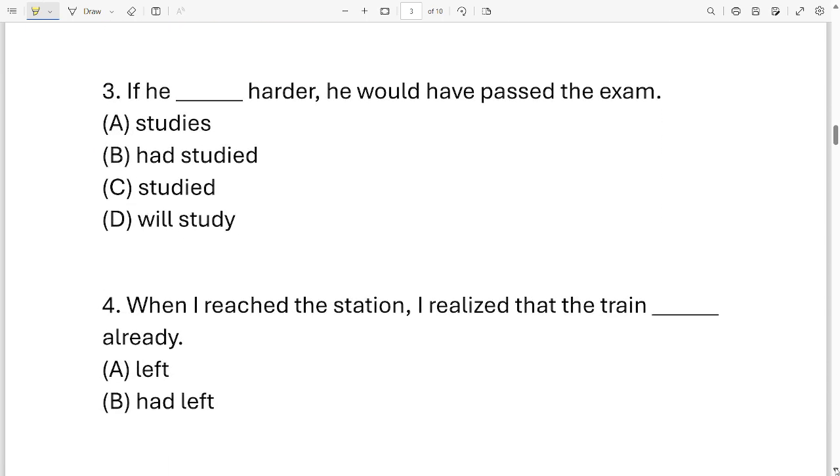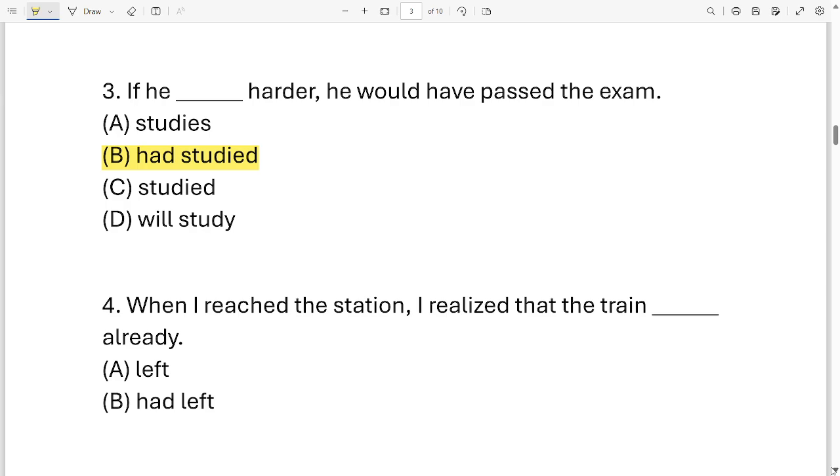Next one. If he dash harder, he would have passed the exam. Options are studies, had studied, studied, will study. These are the 4 options. Which option should I put in this blank to complete the sentence? It is option B. If he had studied harder, he would have passed the exam.